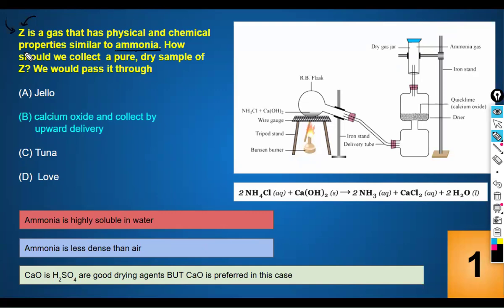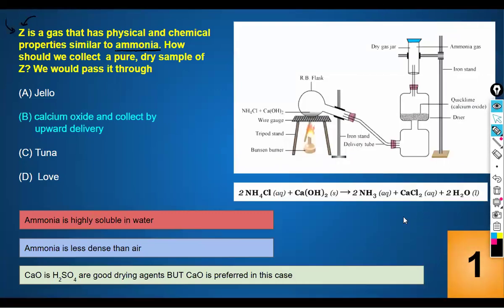Also, they said Z has similar properties to ammonia. So the next question is going to come in your head. What are the properties of ammonia? I know I did ammonia, but nobody ever told me the properties of ammonia, or did it enough. So I know the properties of ammonia.